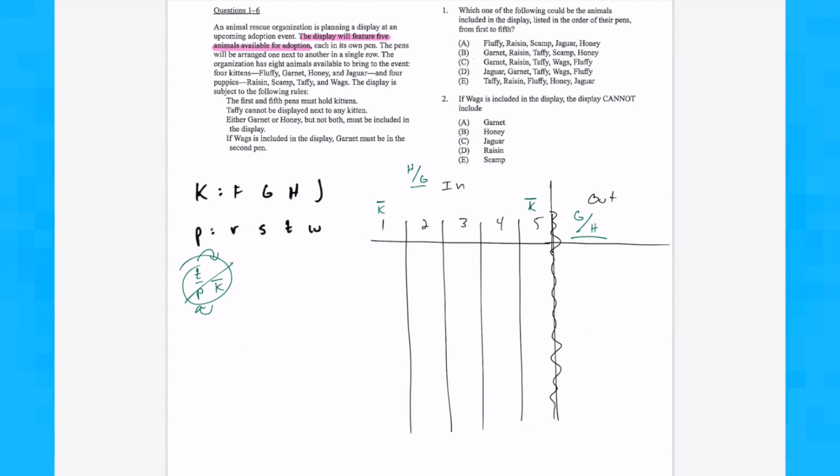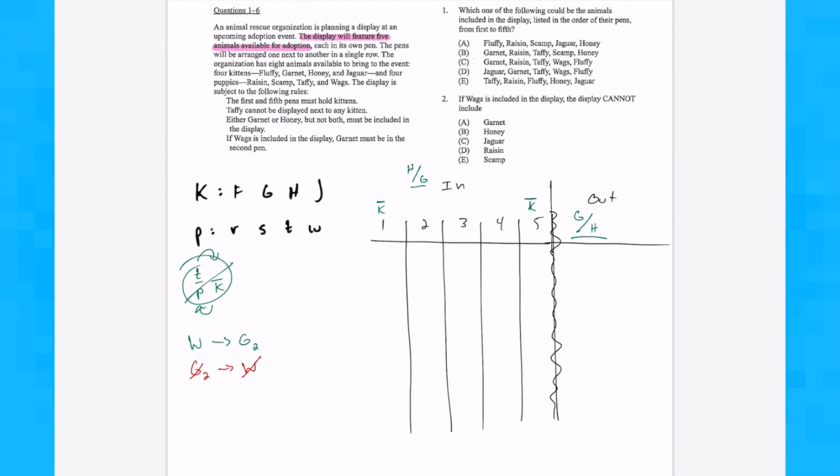So either H or G is in, and then the other, G or H, is out, or vice versa. If Wags is included in the display, Garnet must be in the 2nd pen. So if W is in, then G is also in and goes 2nd. But then, let's go ahead and do our contrapositive right away: if G is not 2nd, we know that Wags is not even in the display.